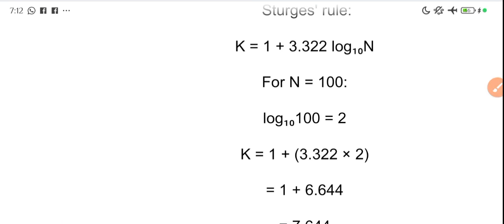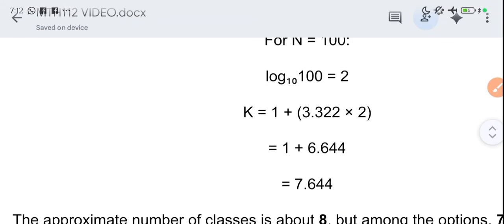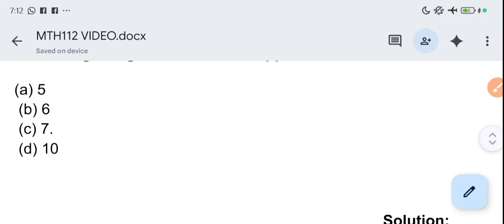Log 1000 is equal to what? 3, because that's 3 zeros. Log 1, how many zeros? There's no zeros. So take note of that. So by the time we do it, we have 7.644 as the answer. That gives us option C.